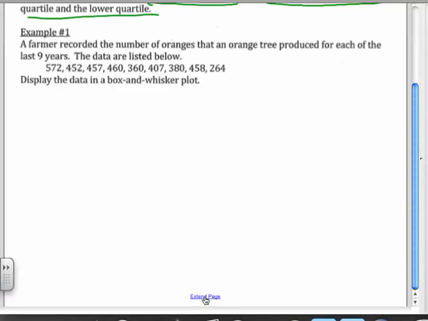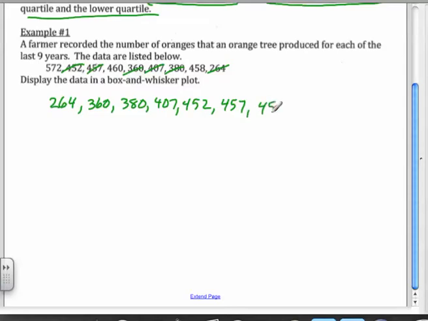All right, well, let's see. What's the smallest number? 264. Wow, 264. What's the next smallest? 360. Got it. Then 380. Then 407. Is everybody happy with that? Good. 452. Then 457, after that 458. See it hanging around down there at the end. Now 460. Okay, got it. And then 572.